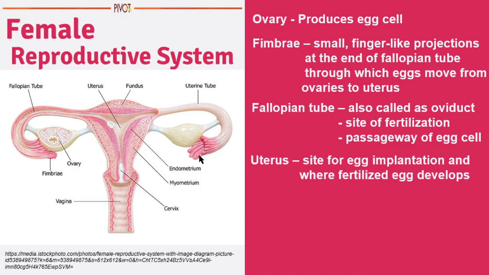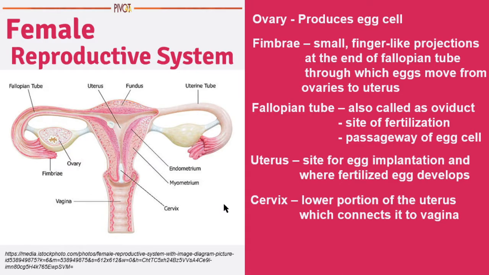Next one, we have the uterus. This is the site for egg implantation and where the fertilized egg develops. So this is our uterus or womb. This is where the fertilized egg is implanted, and here is the place where it will develop into an offspring. And then we have the cervix, the lower portion of the uterus which connects it to the vagina.